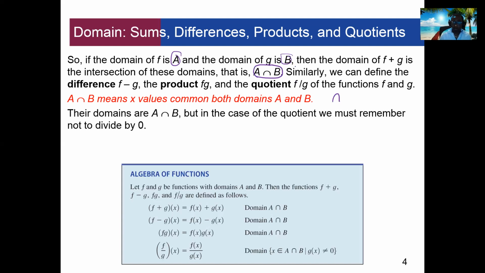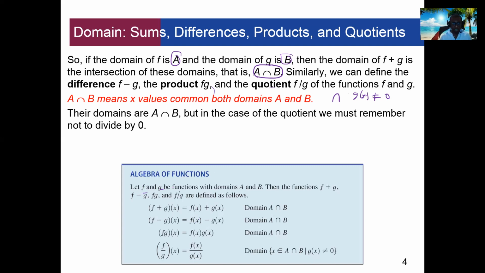Except that for the quotient, when you have the quotient, you do not want your g of x function to be equal to 0, because it becomes a rational function where the denominator cannot be 0, or it cannot divide by 0. So algebraically, if you define the functions f and g, any functions, one could be linear, the other quadratic, or whatever, we can always find their sum, their difference, their product, and then the quotient.